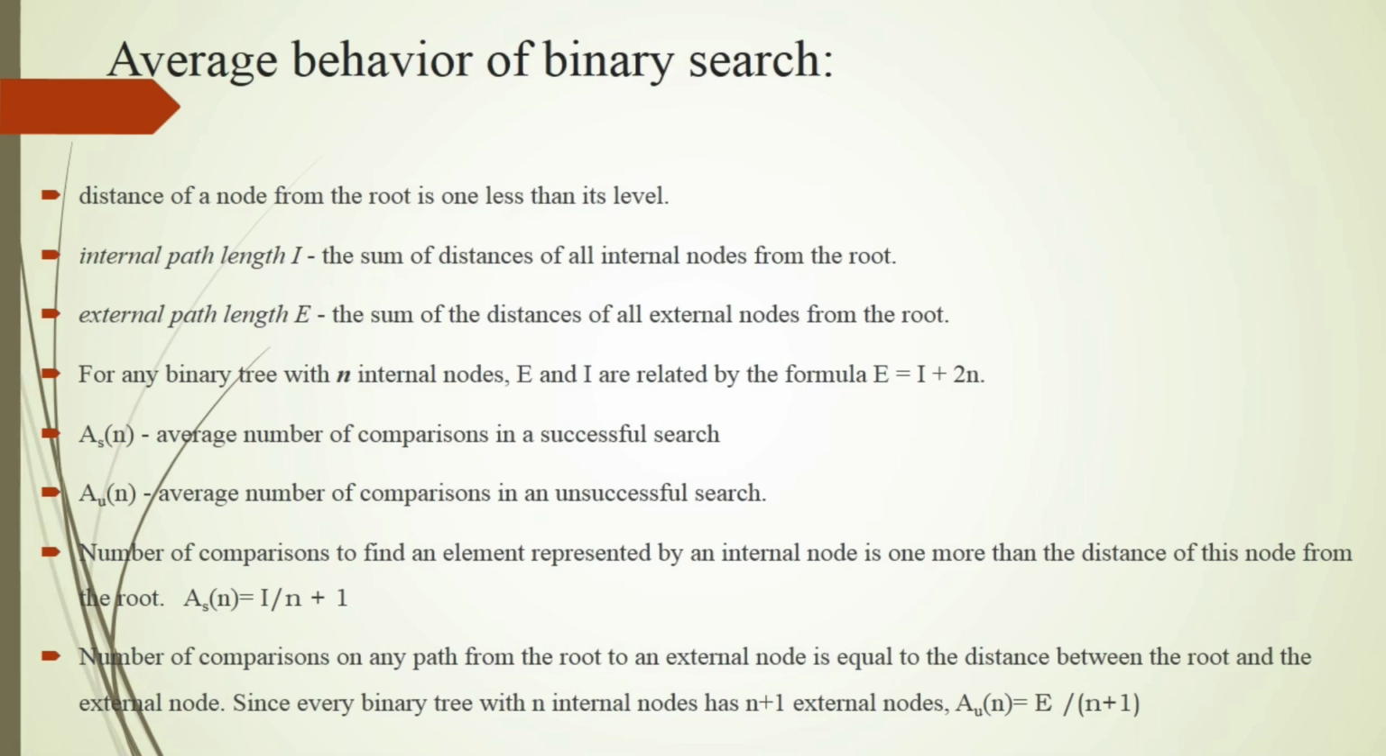So the number of comparisons we need to find an element represented at an internal node is 1 more than the distance of this node from the root. So we have AS of n is equal to the internal path length I divided by n, plus 1. The number of comparisons on any path from root to an external node is equal to the distance between the root and the external node. A binary tree with n internal nodes will have n plus 1 external nodes. So AU of n is E divided by n plus 1.